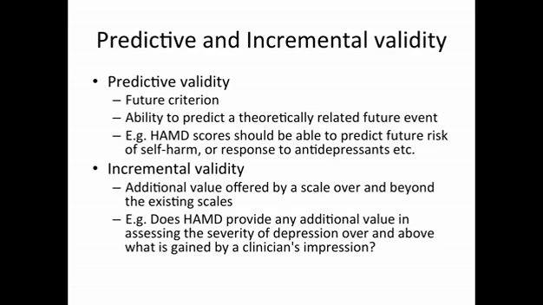For a scale to be useful, it is not just enough to show that it is as good as another scale. It is important that the new scale offers an additional value over and beyond the existing scales. For example, does Hamilton depression provide any more value in assessing the severity of depression in addition to what is gained by a clinician's impression? The answer to this question is offered by the measurement of incremental validity.